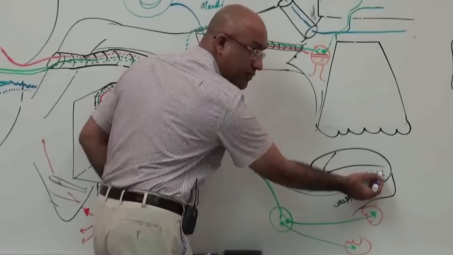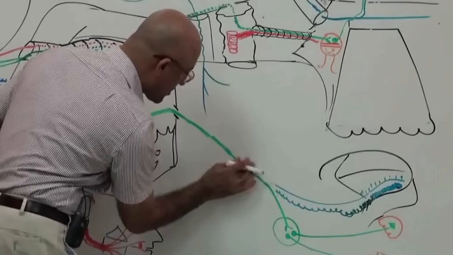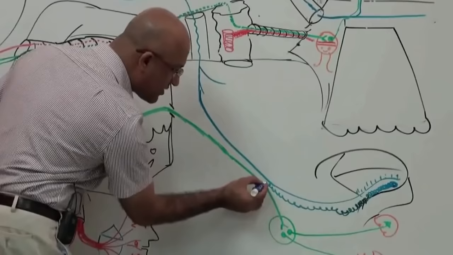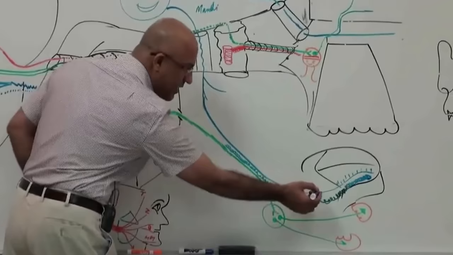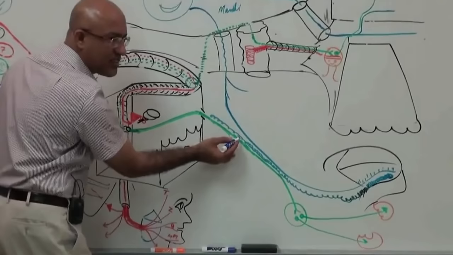They are going as a part of what? Lingual nerve. Now, which fibers are these? Taste fibers are part of the lingual nerve right now, and they leave the lingual nerve because they don't want to end up in the trigeminal system. They have to end up in the tractus solitarius nucleus.